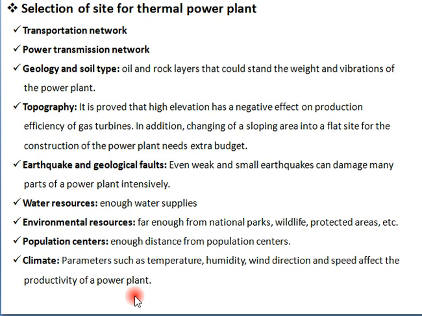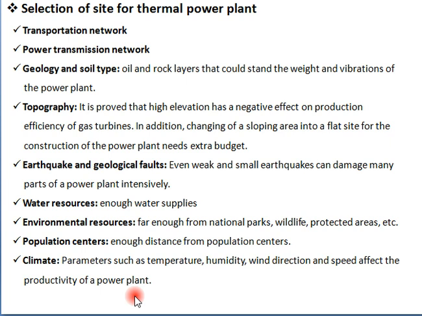So these thermodynamical parameters should be measured before starting the construction of the plant, because they affect the working of the power plant much more. So before constructing, these parameters should be checked, and they should not go beyond the limit.